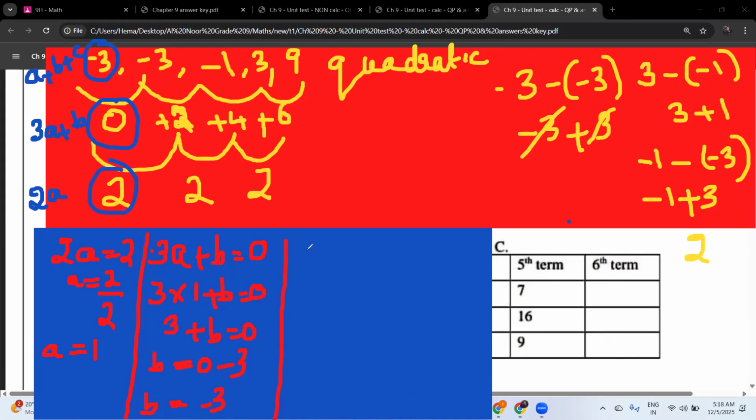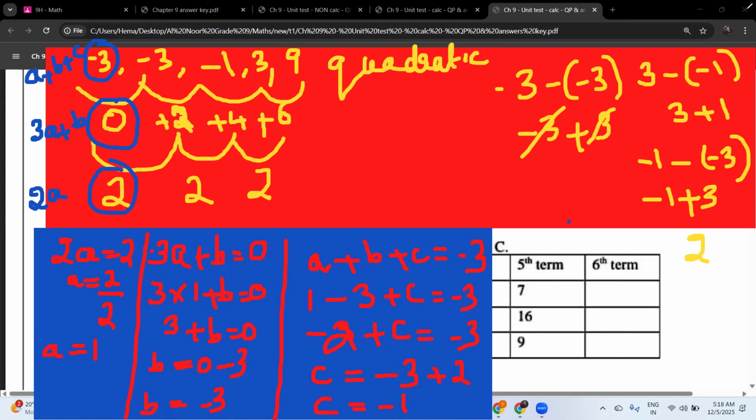Next, the last one. a plus b plus c is equal to the first number, -3. a is 1. b is -3. c we don't know, we are finding it out. So 1 minus 3 is -2. -2 plus c is equal to -3. Bring down c equals, writing -3 first, then -2 on the left side is taken to the right side and becomes +2. So c equals -1.